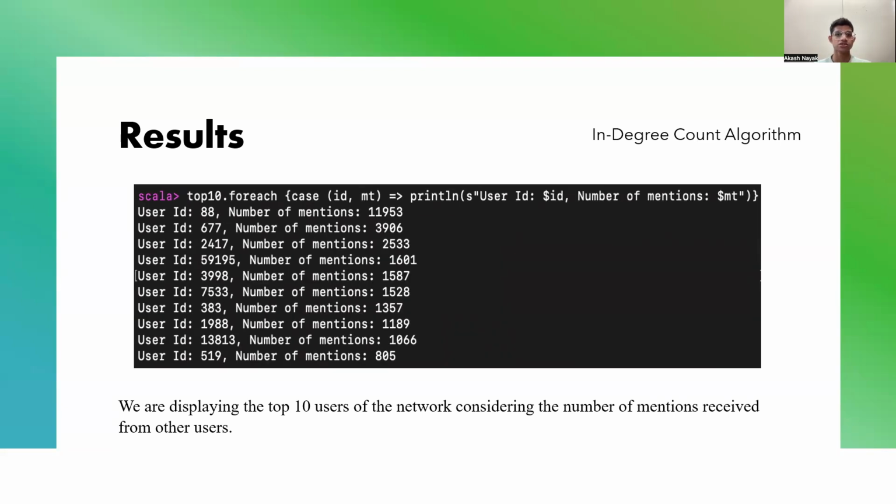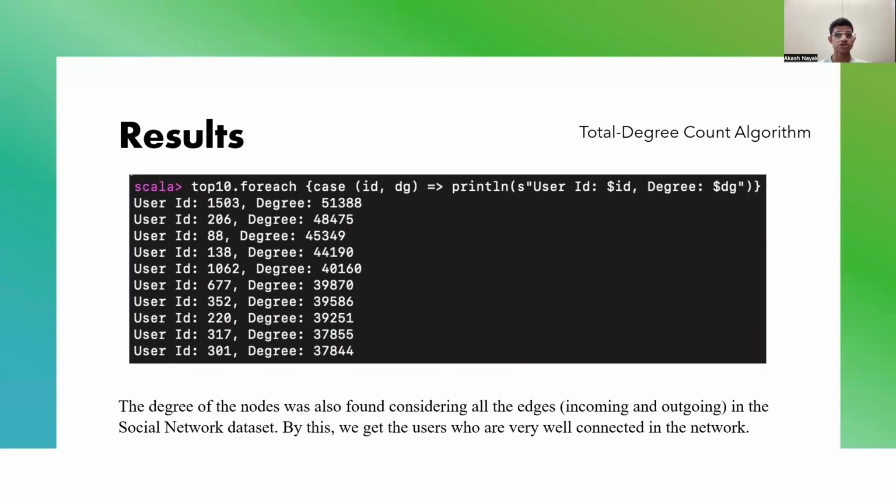The next one is the number of times a user is mentioned in the social network. We are displaying the top 10 users based on the number of times they are mentioned in the social network in decreasing order. So the user with ID 88 has the highest number of mentions, that is 11,953. In the next result, total degree count, we are finding the total degrees of each node in the social network and arranging them in decreasing order and displaying the top 10 users.